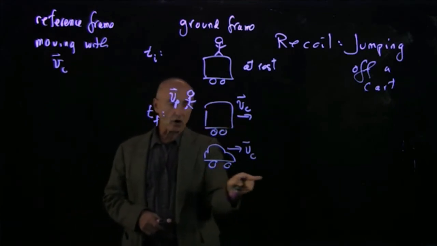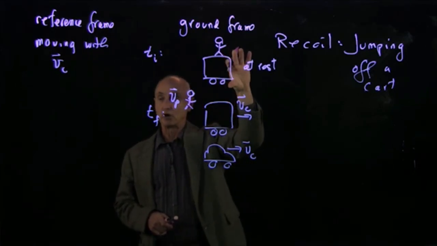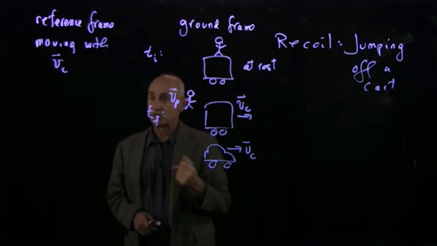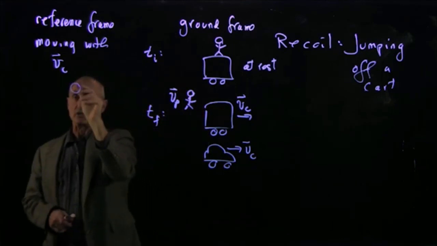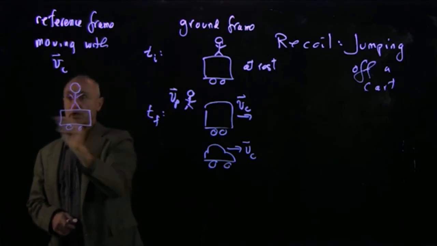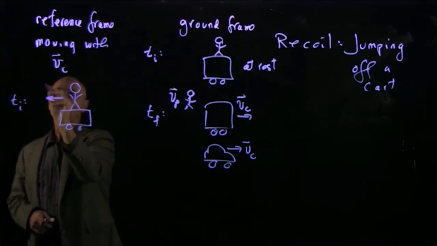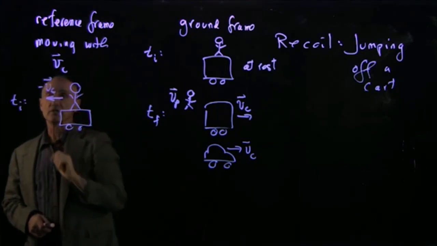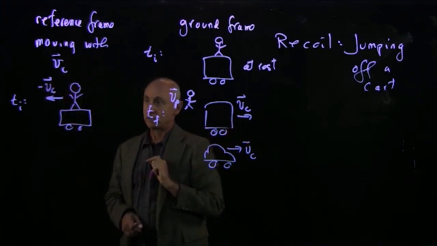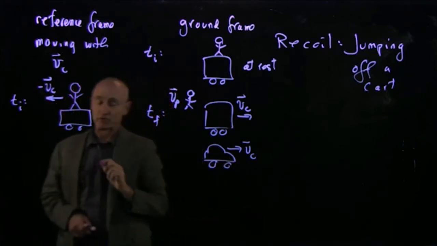Well, if I'm moving in a car this way, and in the ground frame, the initial picture is the person in the cart at rest, then in my moving frame, it actually looks as if the cart and the person are moving in the opposite direction. So let's write that this way. Here's the initial picture, t initial. In this frame, the person and the cart are moving with velocity minus vc. I put an arrow here to indicate that it's opposite the direction of vc. Their velocity is minus the velocity of the reference frame.